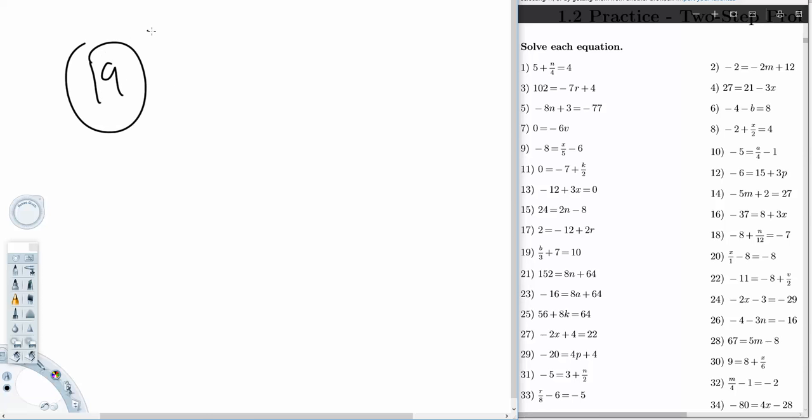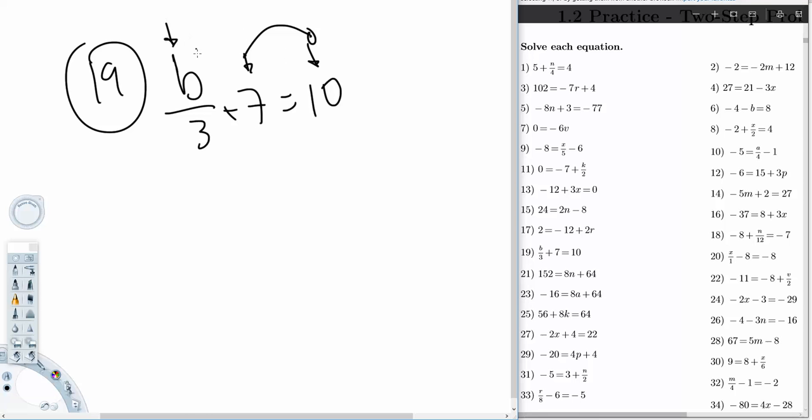Number 19. B over 3 plus 7 equals 10. So we know this, we'll move everything we know on one side and keep what we don't know on this side. So b over 3, 7 minus 7 on this side, and 10 minus 7 on this side, because we have to do the same thing on both sides to keep the equation valid. 7 minus 7 equals 0, we don't have to write it down, equals 10 minus 7 equals 3.